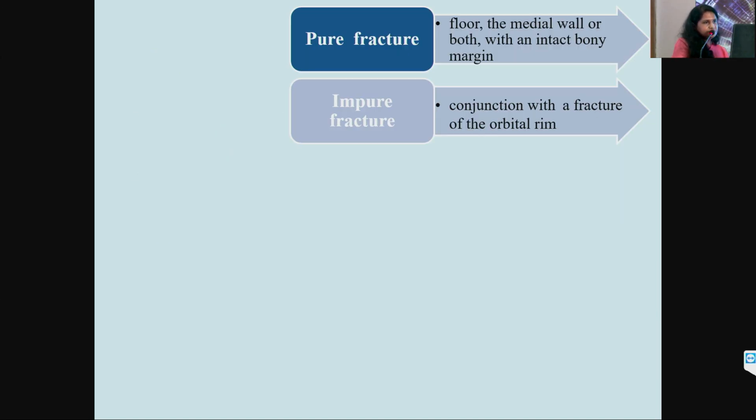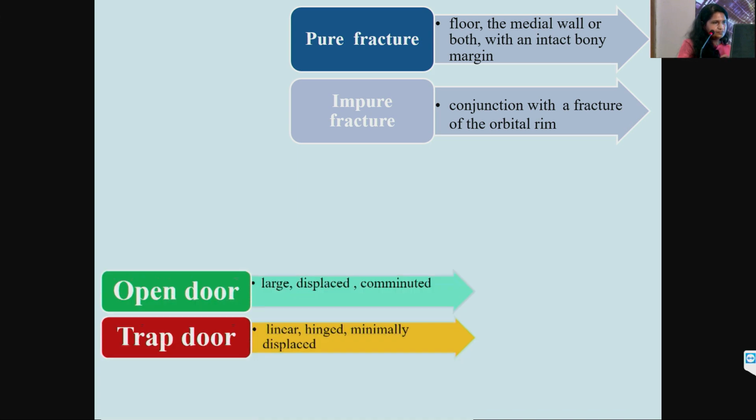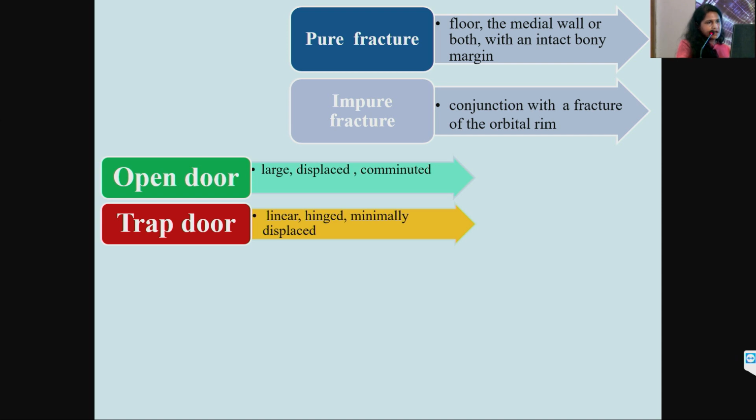Coming to classification of blowout fracture, there are two types. Pure fracture involves only the orbital walls and the rim is spared. In impure fracture, orbital wall as well as rim is involved. Open door fracture is large, displaced and comminuted, whereas trapdoor fracture is linear, hinged and minimally displaced.